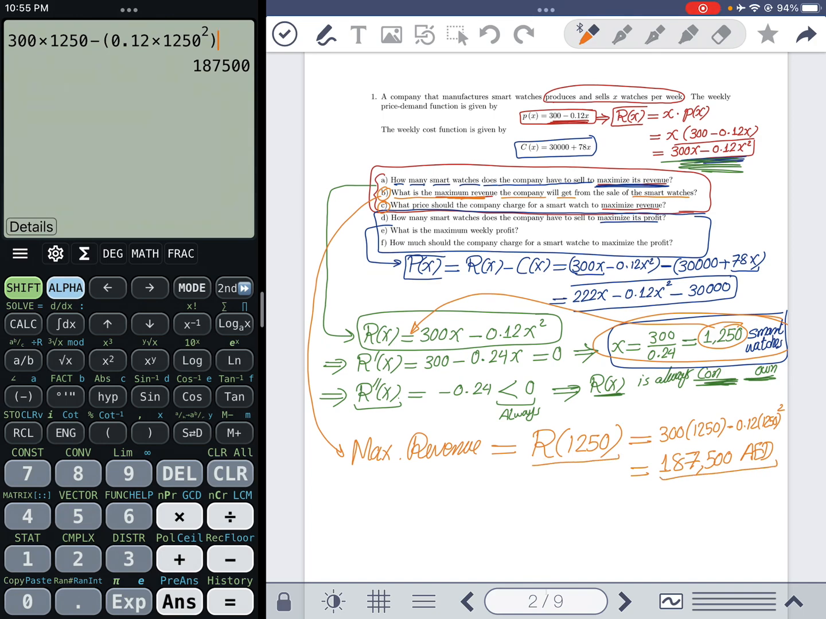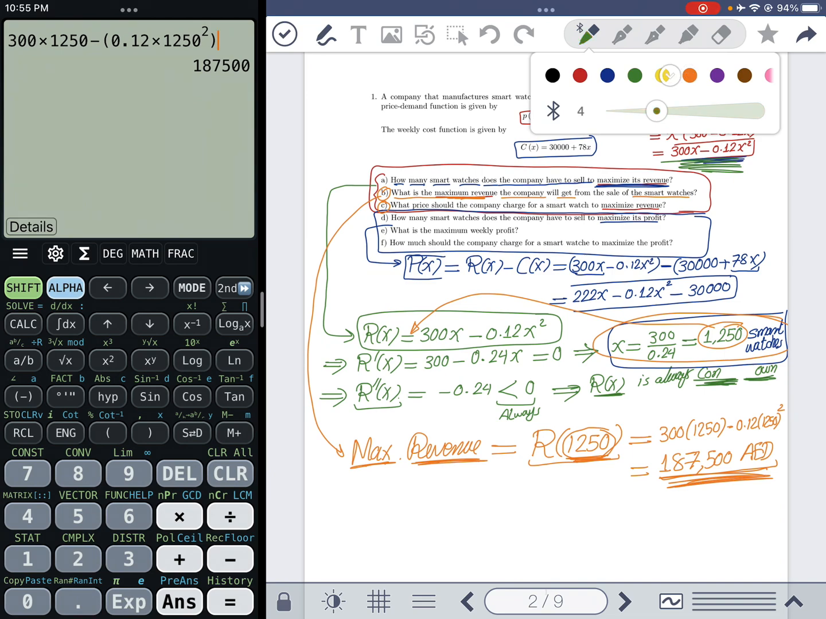And the total weekly revenue can be maximum if the quantity of smartwatches produced and sold is 1,250. And this maximum revenue itself is 187,500 dirhams. Great.